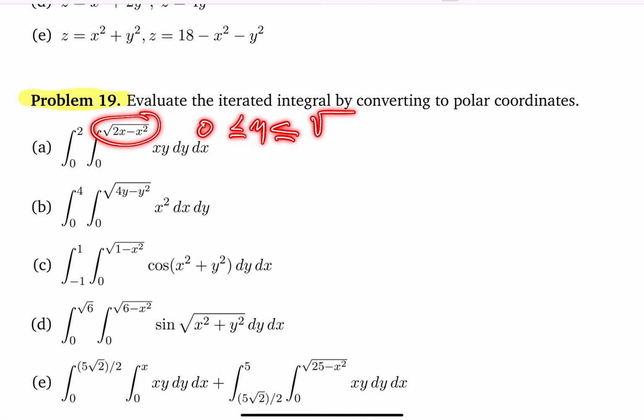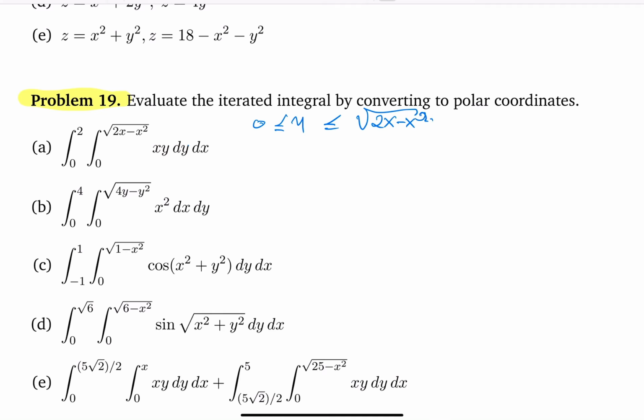And then square root of 2x minus x squared. Okay, that's the variation of y. Let me write it down here. y is between 0 and square root of 2x minus x squared. That's the variation of y. Okay, I have y here, and then x will be from 0 to 2.